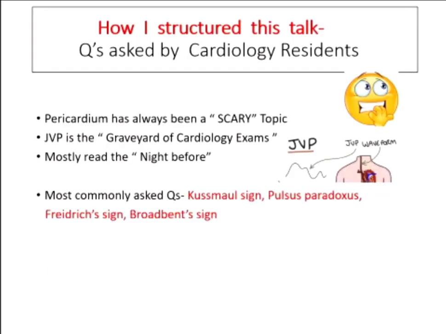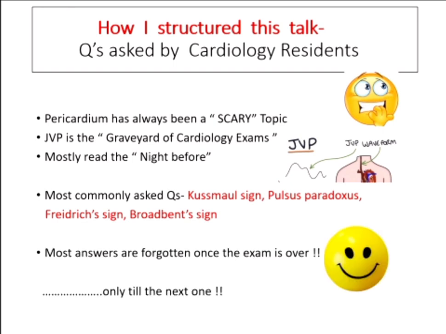So as I said, it's a scary topic to actually talk about pericardium. JVP is known as the graveyard of cardiology exams. I'm sure Dr. Bhagirath, if he was here, would have agreed to this. And it's read mostly the night before, and most commonly Kussmaul somewhere, some pulsus paradoxus, some this, some that, some Broadbent's, till the exam happens, and then again we come out till the next exam.